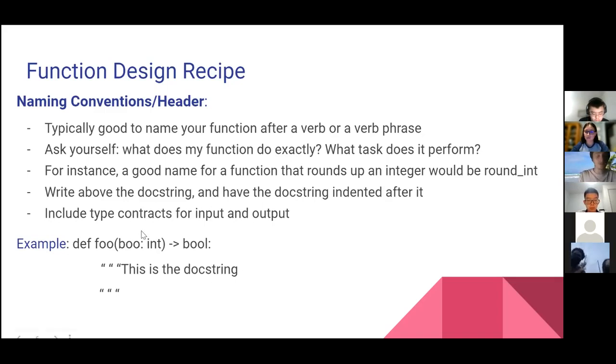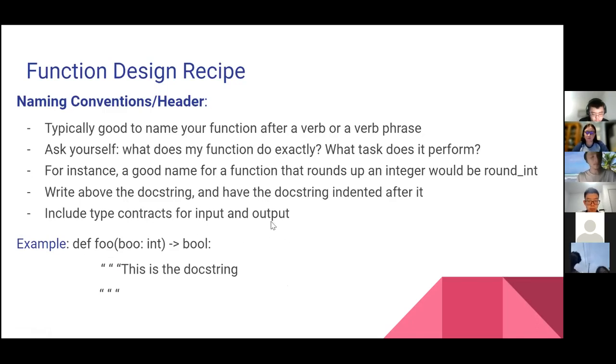And you should be writing your def and your function name above the docstring, and then have your docstring indented after it, just one indent down here. And then obviously you should definitely be including your type contracts, both for your parameters and your output. So this is just an example of how to format it. Don't name your function foo. You should be naming it after what it does, but this is just an example of how this is generally formatted.